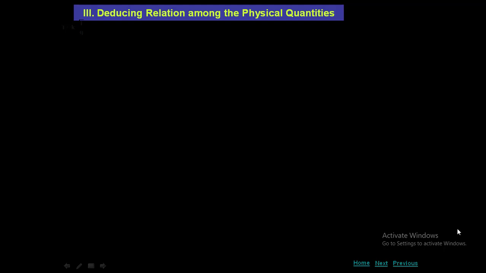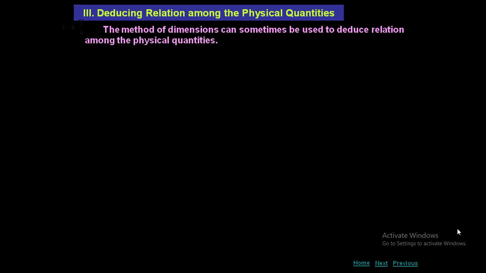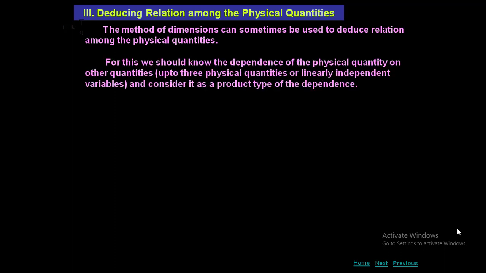Third application, reducing relation among the physical quantities. The method of dimensions can sometimes be used to reduce relation among physical quantities. For this, we should know the dependence of the physical quantity on other quantities. Up to three physical quantities are linearly independent variables, and consider it as a product type of the dependence. This is the condition. So we can have only three quantities and the relation should be of product type.